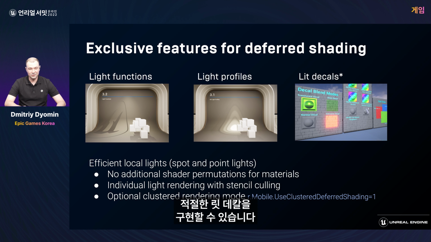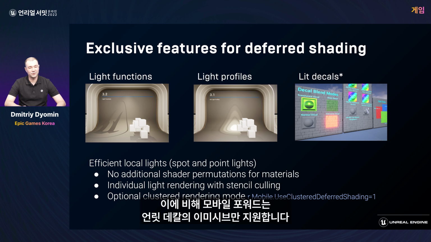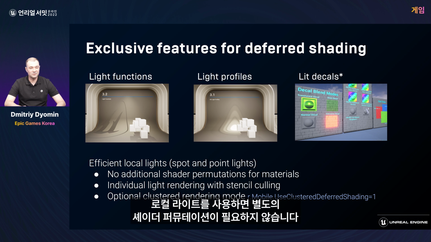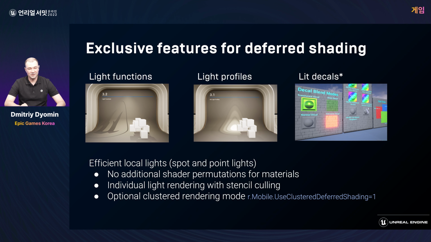Also, you will get properly lit decals. For comparison, mobile forward supports only emissive decals, which are unlit decals. However, there are a few limitations with decal rendering, which I will explain on the next slide. You also get an efficient rendering of local lights. Since lighting is separate from materials, using local lights does not need separate shader permutations.